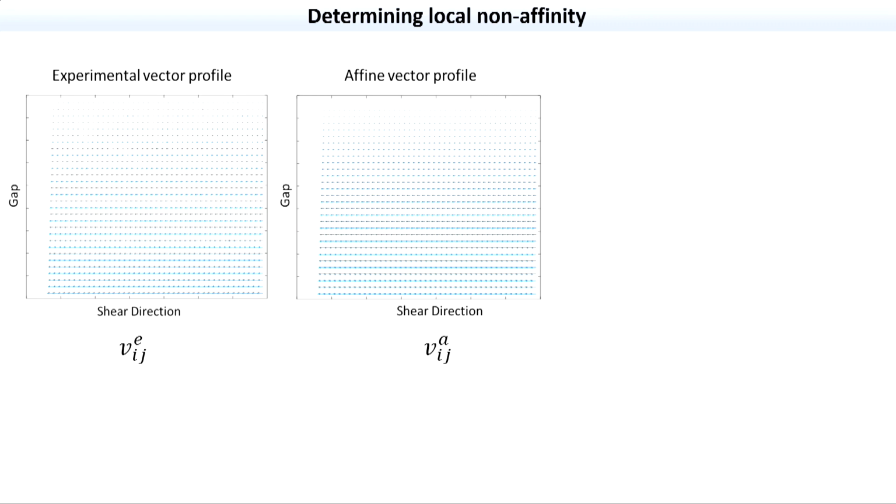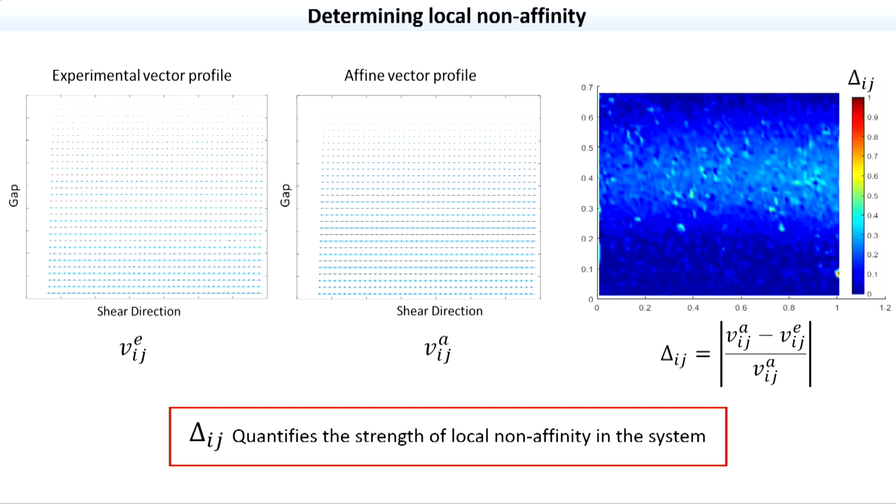Now we know the plate velocity, so we can assume a linear profile with a no-slip boundary, because it is a rough plate and we see from the video that there is no slippage at the boundary. So we can construct an affine vector profile. Affine means just a constant gradient. Then we subtract the two from each other with a normalizing factor. That tells us locally at what point they deviate from affine deformation, and you see that there are indeed some hotspots in the system. This parameter, delta ij, quantifies the local non-affinity in the system.